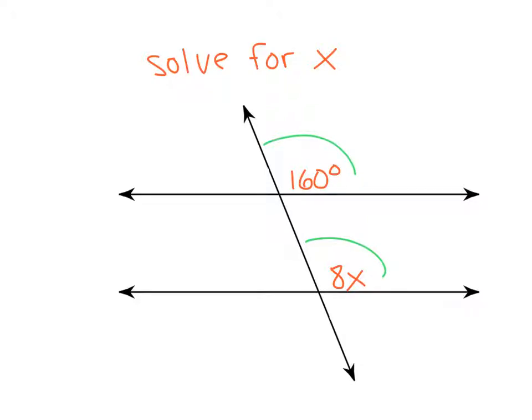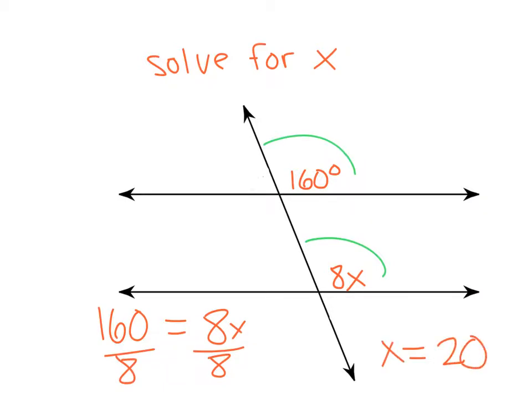These are corresponding angles. I know that corresponding angles are congruent, so I can set this as an equation equal to itself. 160 equals 8x. Well, now I can see it's a one-step equation. I would divide both sides by 8. And x equals 20.